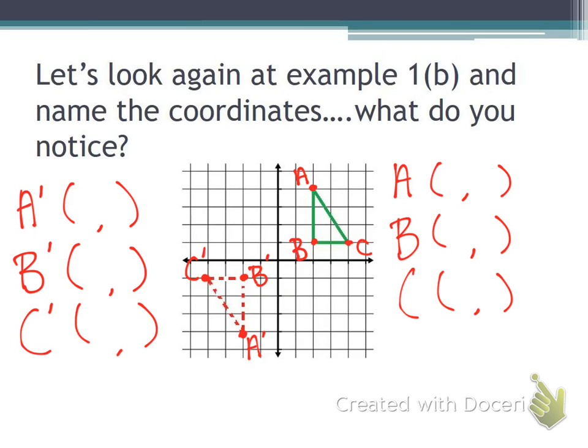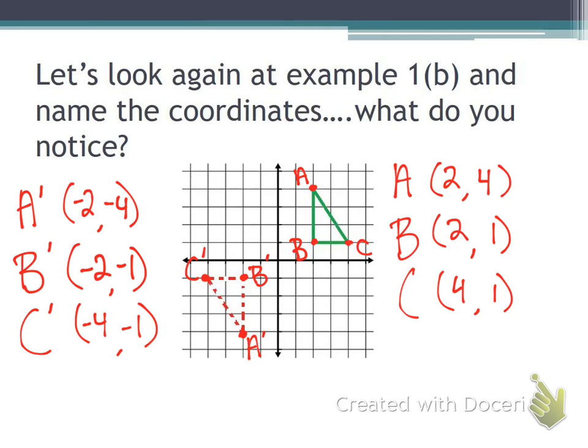All right, what do we get as our coordinates for point A? 2, 4. B? 2, 1. C? 4, 1. All right, what about A prime? -2, -4. B? Okay, and C? Questions about these?